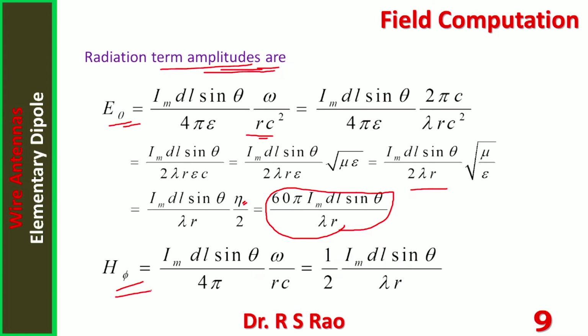Similarly, H phi also has two terms: an inverse r term and an inverse r square term. As already mentioned, the inverse r square term and inverse r cube term don't contribute to radiation. So we are not interested in those terms while studying radiation. The H phi amplitude can be shown as Im dl sin theta by 2 lambda r. Notice the ratio E theta by H phi can be computed. E theta by H phi turns out to be eta, 120 pi.